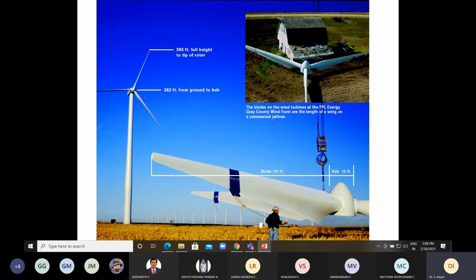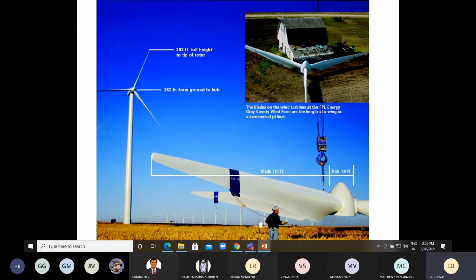Just note down the blade feet and hub feet. From the ground to the hub, the length comes to around 262 feet. And from the ground to the tip of the rotor, I mean the tip of the blade, it is 393 feet. That is the full height of the wind frame from the ground to the tip of the rotor, 393 feet.